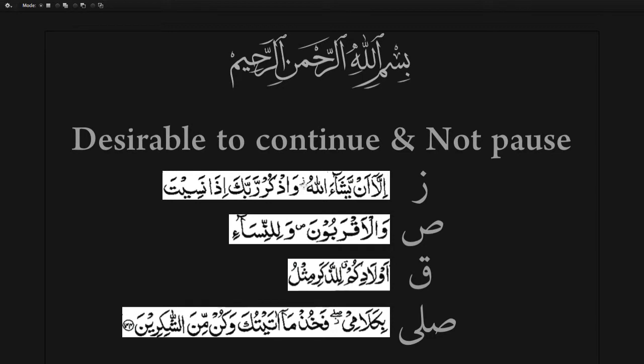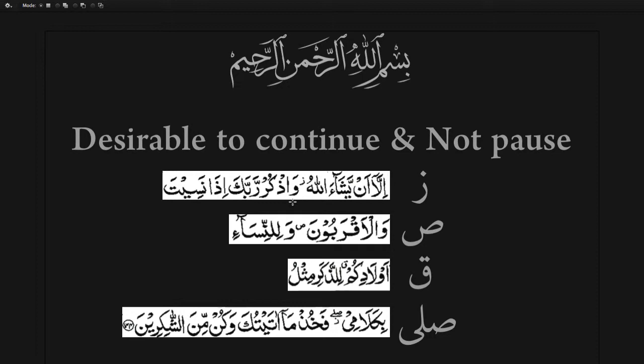A'udhu billahi minash shaitanir rajim. Bismillahir rahmanir rahim. Illa an yasha Allahu wadhkur rabbaka idha nasita. So now what I did is I did not pause there, because that za basically is telling me it's desirable to continue and not pause.